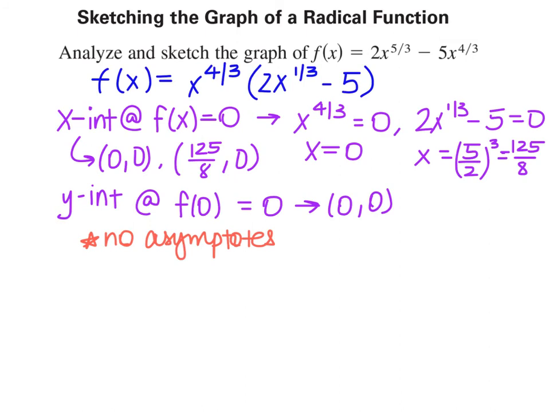So what I'm going to do first is factor out an x to the 4/3 because that's my lowest common power right here. So that leaves me with 2x to the 1/3 minus 5 on the inside, all being multiplied by that x to the 4/3. So I find my x-intercepts at 0, 0 and 125 over 8, 0 because I can set both of these equal to 0, solve for x. And my y-intercept is 0, 0. And there are no asymptotes.